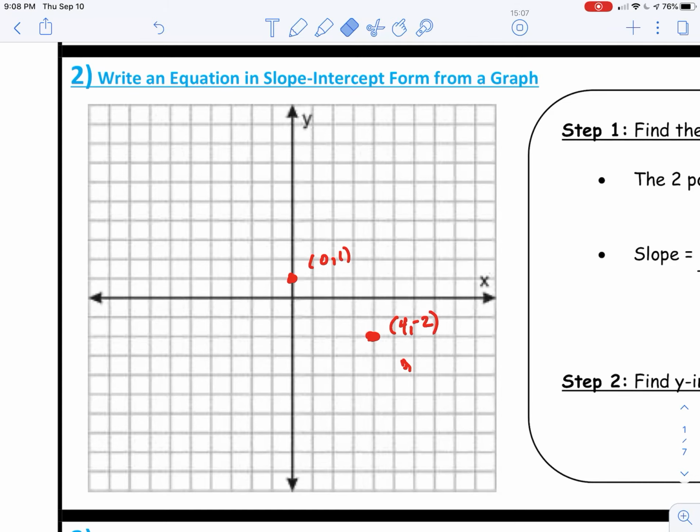Oh dear. Hold on a minute, I got a little bit shaky there. All right, so there's what our line looks like.